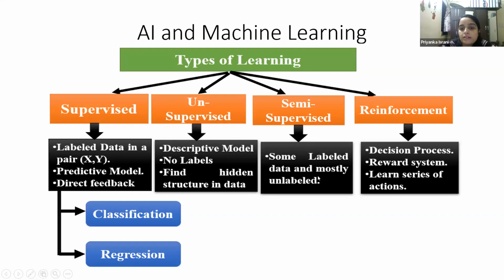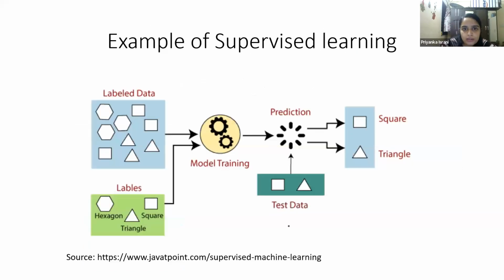And semi-supervised learning is where some data is labeled and some data is not labeled. It's a combination of two, supervised and unsupervised. And as I told you, reinforcement learning is a decision process. It has a reward system, and it learns from actions. Based on the action you perform, you are given a reward or punishment, and it learns. If it gets punishment for that action, it will not perform it. If it gets reward for that action, it will perform it again to get more reward. So this was about all the different types of machine learning.